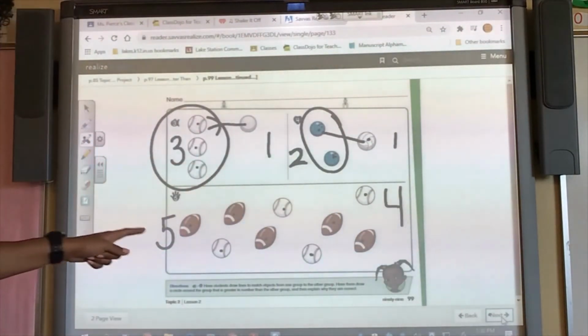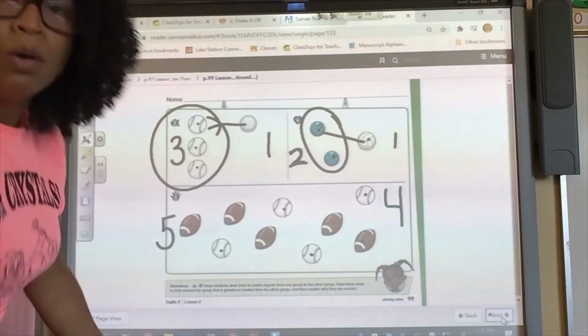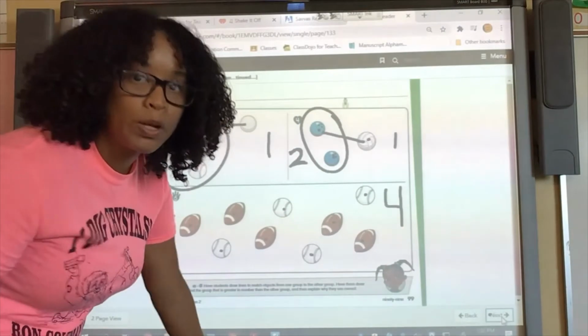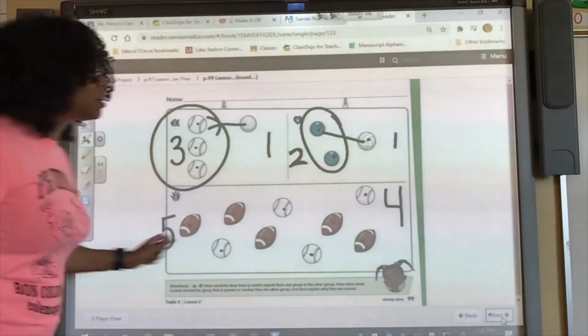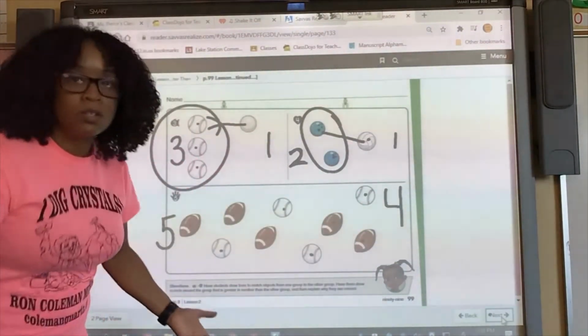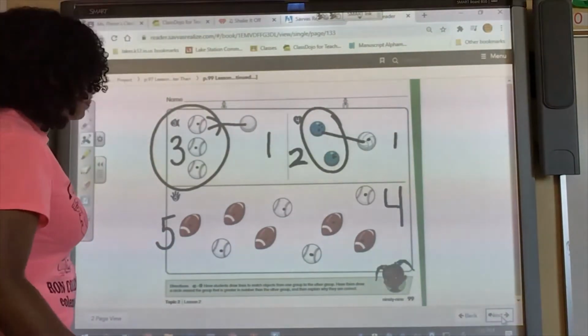Looking at those numbers, we have a 5 and we have a 4. Which number is greater? Which number is bigger? Which number is more? 5. 5 is bigger than 4. 5 is greater than 4. So we know that there are more footballs than there are baseballs.